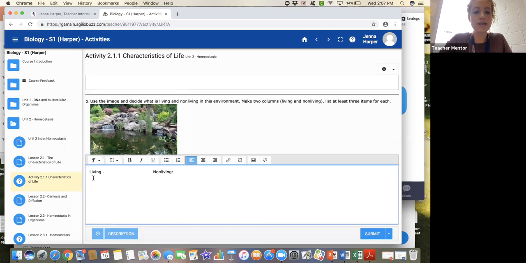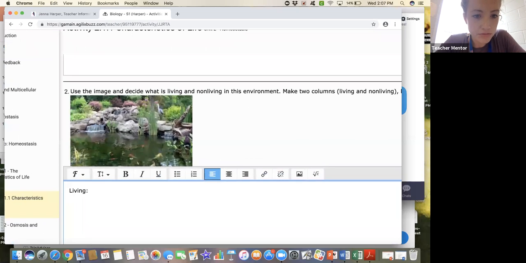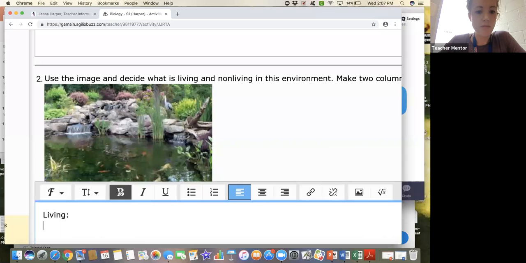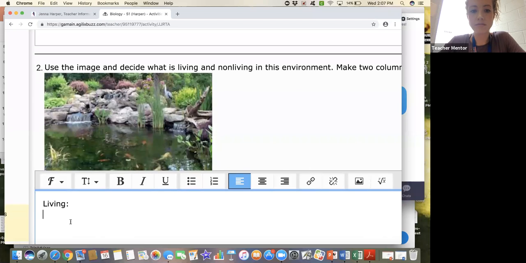Okay, so any ideas for living? What is living? Let's just start with that. What in this picture is living? We can zoom it in a little bit. Anybody want to participate? Ooh, we got a chat. Okay, fish. Yes, absolutely. Fish are living. So we will add fish.